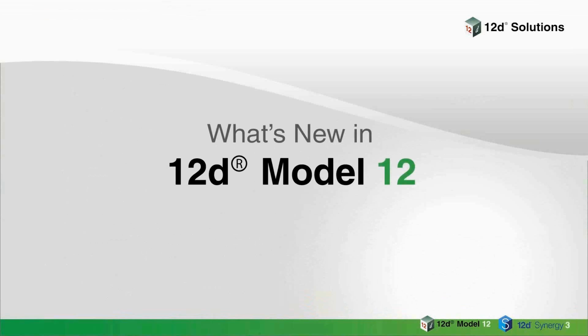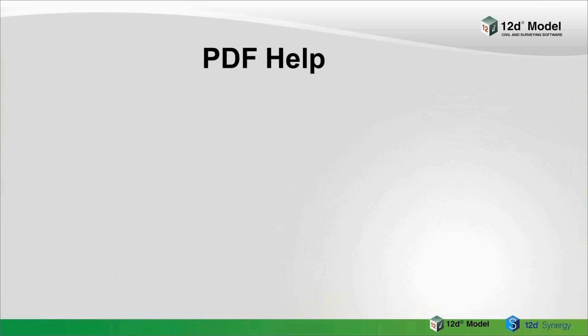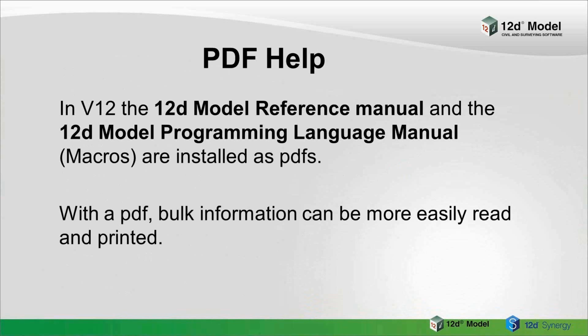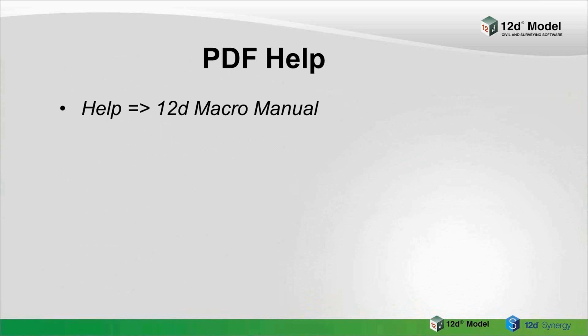Right, so there's some of the questions we've been getting, and we'll come back to you with some of the answers. Now, off we go with some new things in version 12. The first thing is to do with help. In version 12, we're actually going to be installing the 12D model reference manual and the programming language manual as PDFs. Before they were on the DVD, but a lot of people didn't realise that, so we will be copying them across. The good thing about a PDF is most people can view them easily, most people can print from them, and you can just look at bulk information, which with most other systems is very hard.